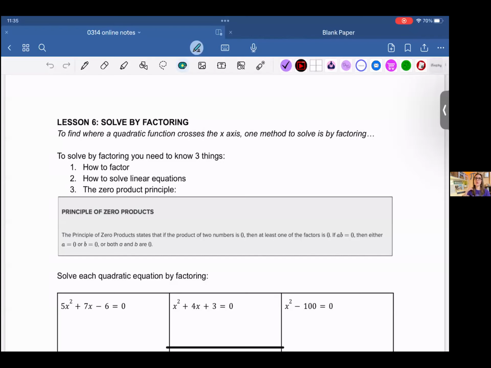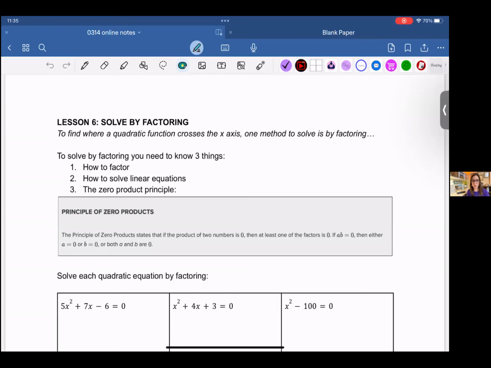When you're solving by factoring, you're finding where the particular quadratic crosses the x-axis. So you might hear this as solving for the roots or solving for x or finding the solutions at x-intercepts, maybe worded differently. But basically, if you were to graph the quadratic, you're finding where it crosses the x-axis. So when y is 0, you're finding x. And all you need to know is how to factor, how to solve, and this zero product principle.